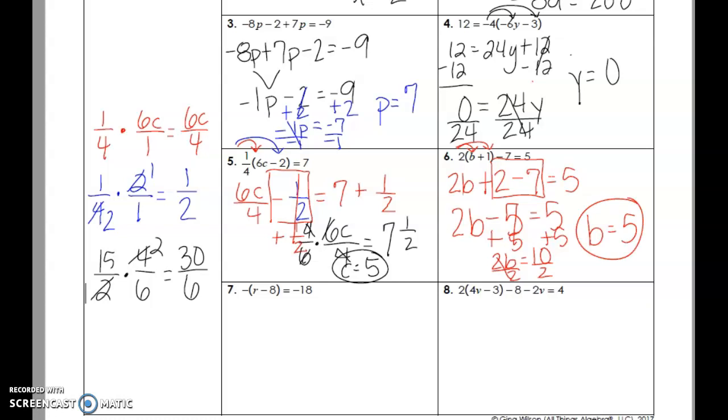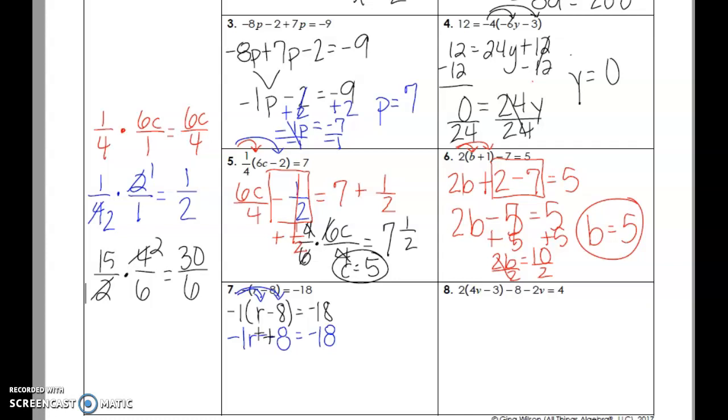Let's look at number 7. As you can see, we have a negative sign that we're distributing. That's the same as multiplying times -1. So this is -1 times r minus 8 equals -18. We're going to multiply. -1 times r is -1r. Bring down our subtraction sign. -1 times 8 is -8, and this equals -18. Here we can see that we're subtracting signed numbers, so we're going to rewrite by keeping -1r, changing the subtraction sign to addition, and switching -8 to +8.